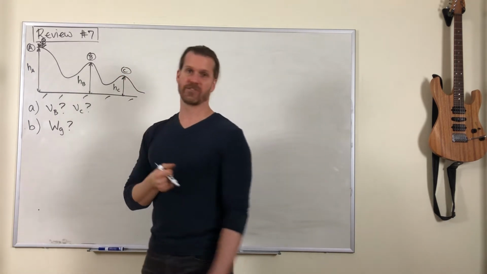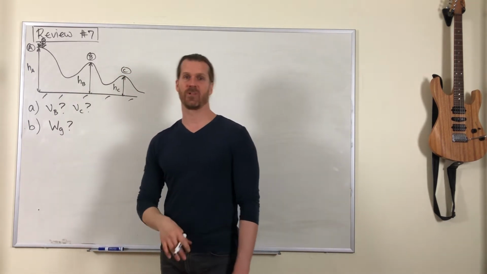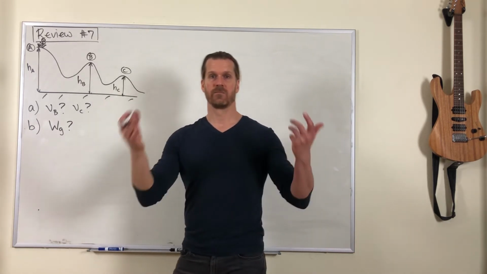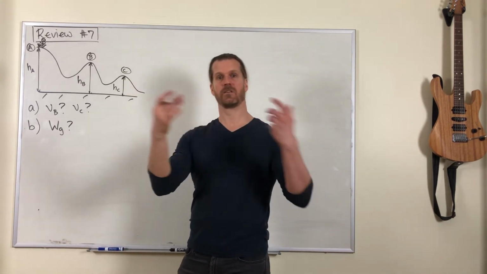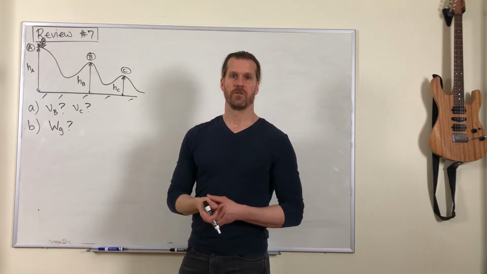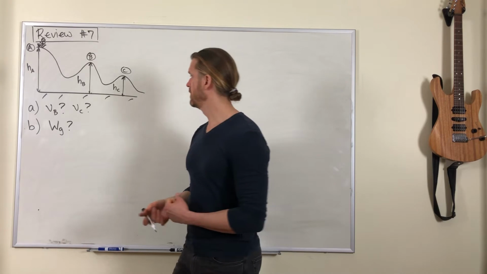But when we use conservation of energy, we can bypass all that complexity because all we need to know is information about some initial point and information about some final point. And that gives us the equation we need to solve the problem.